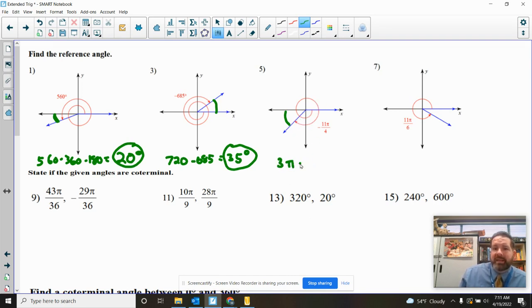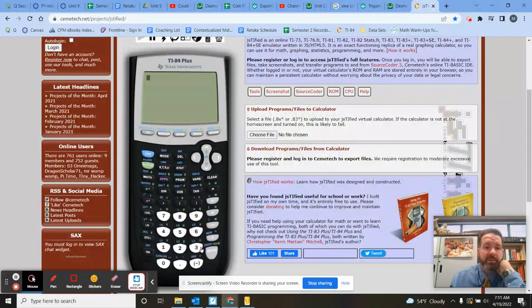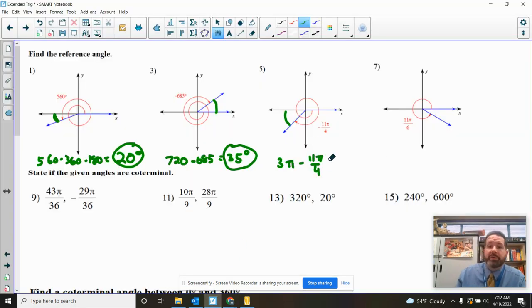Take away the 11 pi over 4 we've already gone. So on my calculator, I'm going to take 3 minus 11 over 4. Now notice, I'm leaving the pi's off. There's a reason for that. If I do this, I can now go into my math menu, turn it into a fraction, and say, all right, that means I'm missing 1/4 pi, which is going to be pi over 4 for the reference angle.